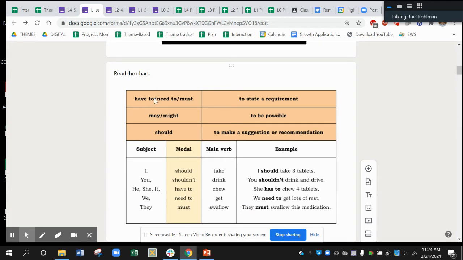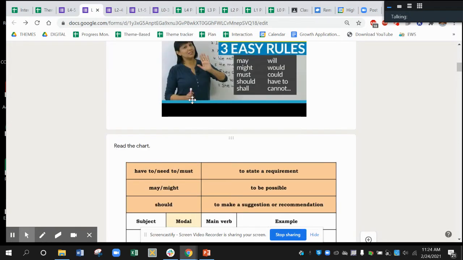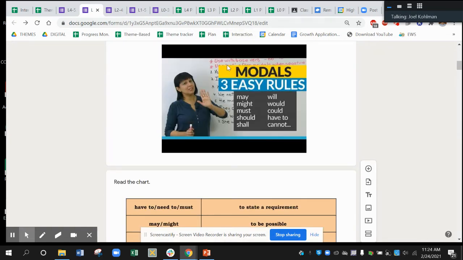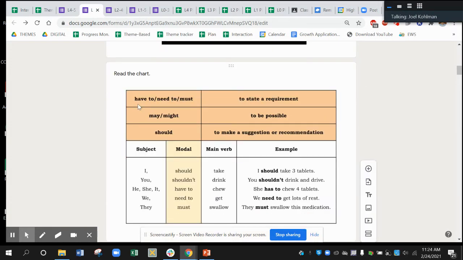Okay, read the chart. Have to, need to, and must. These are modals. We're talking about modals like may, might, must, should, shall, will, would, could, have not, and cannot. But we're just going to talk about have to, need to, and must, which we use to state a requirement.